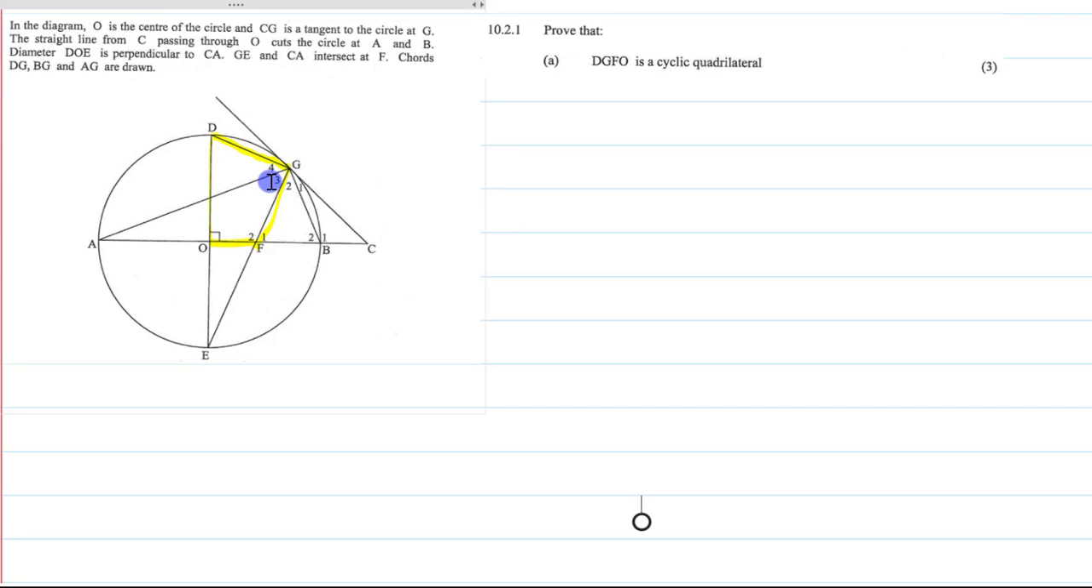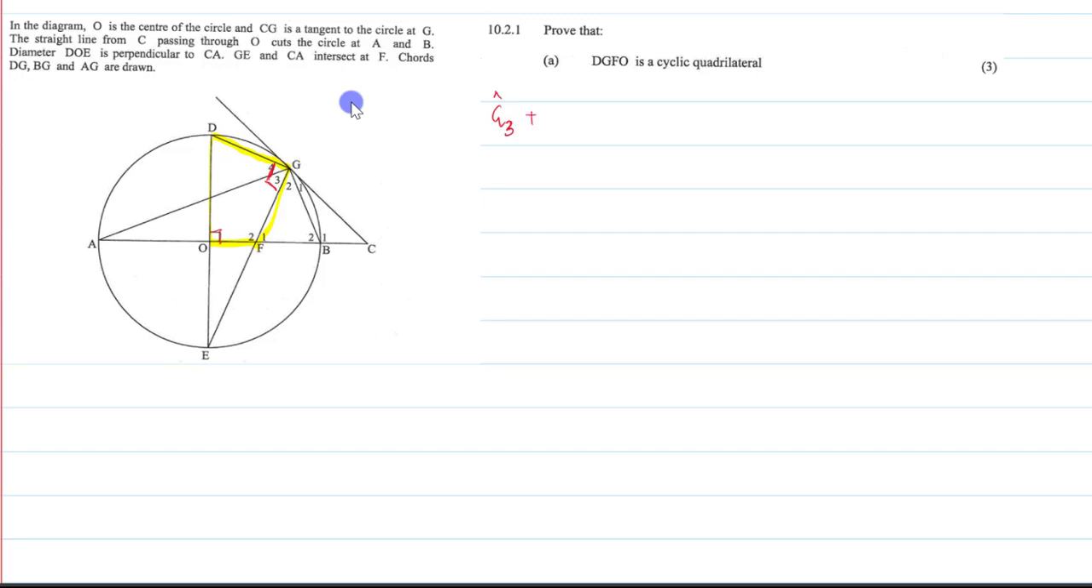I've been given quite a lot of information in this question. I'm told that this is perpendicular, so that's given, but I'm also told that the line DE is the diameter. So it follows that this angle here is going to be equal to 90 degrees. Okay, so have a look here. I'm going to write that G3 plus G4 is going to be equal to 90 degrees, and we will say that's an angle in a semicircle.